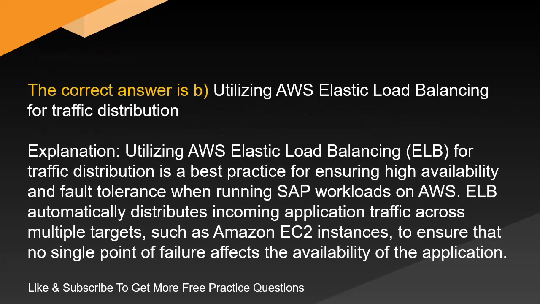The correct answer is B. Utilizing AWS Elastic Load Balancing for traffic distribution. Explanation. Utilizing AWS Elastic Load Balancing, ELB, for traffic distribution is a best practice for ensuring high availability and fault tolerance when running SAP workloads on AWS. ELB automatically distributes incoming application traffic across multiple targets, such as Amazon EC2 instances, to ensure that no single point of failure affects the availability of the application.